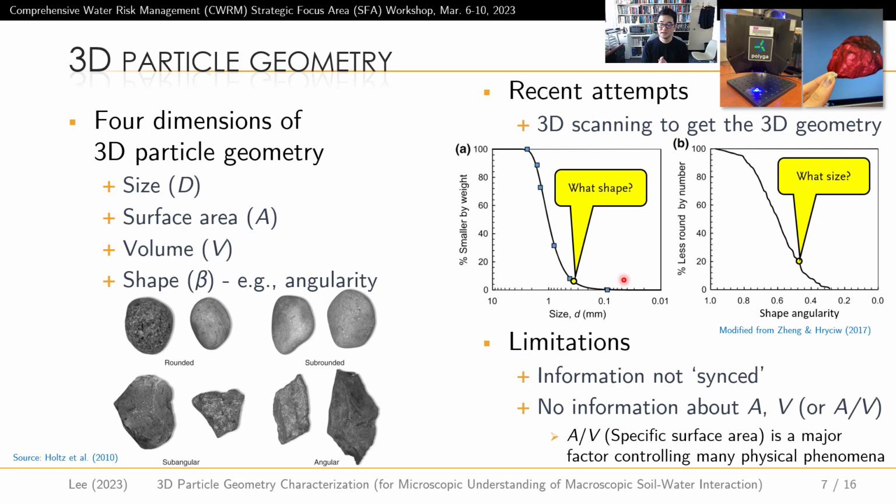And also, I would like to mention A over V ratio is also known as specific surface area. That is known as a major factor that controls many physical phenomena such as drainage and particle transport. So how can we present all these four dimensions of 3D particle geometry in a more synced and comprehensive manner? How can we put all this information into a single space and better characterize the 3D particle geometry?